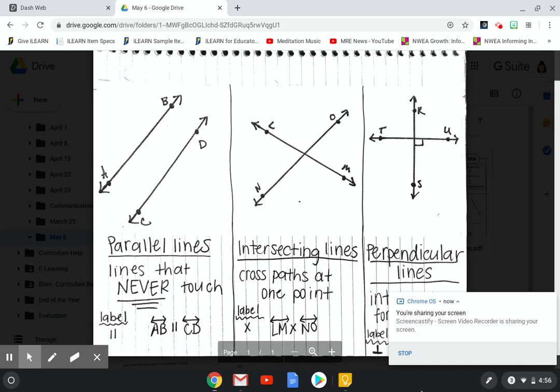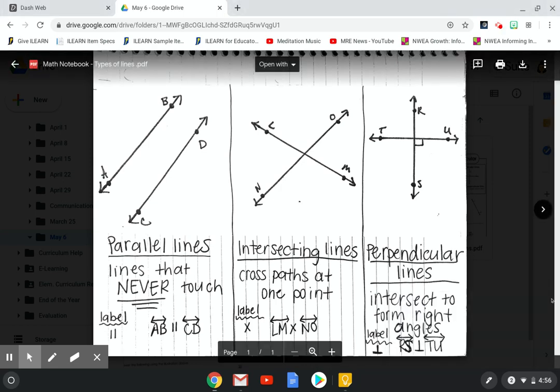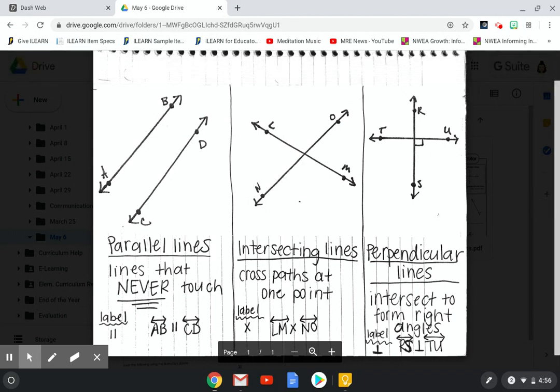All right, guys, so you should have already watched the first lesson video where I introduced you to the 3 types of lines that we're going to be working with this week. And you should have this math notebook page attached to your assignment for the week. So this, again, is something that you can print off, cut out, and put in your math notebook, or you can just use the digital version for your assignments.